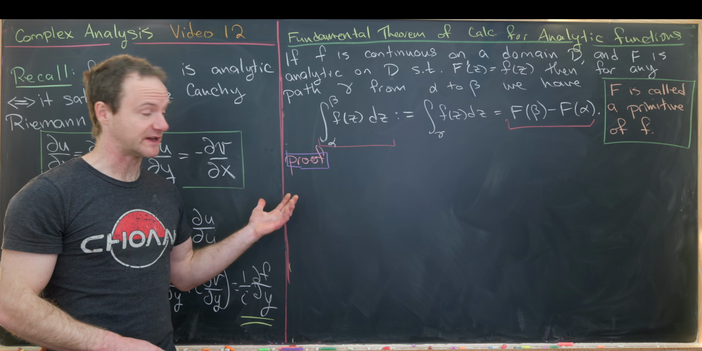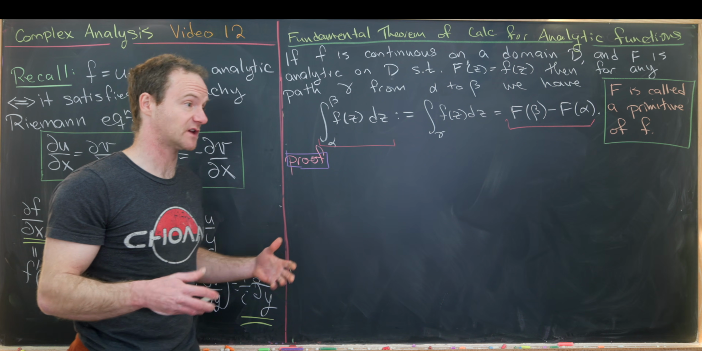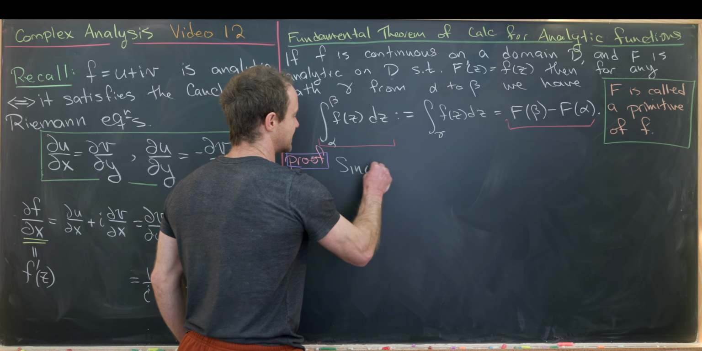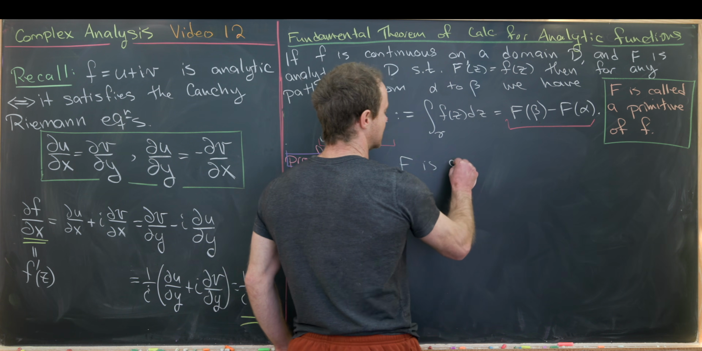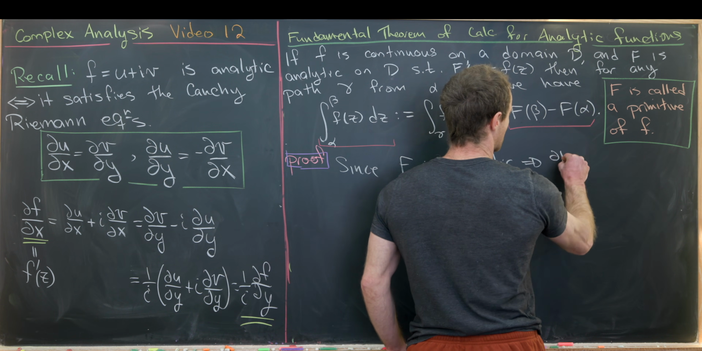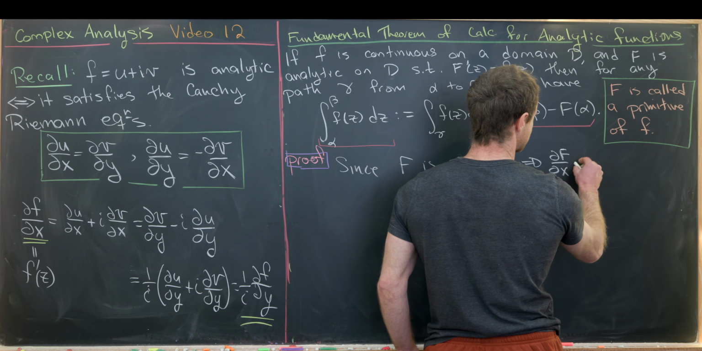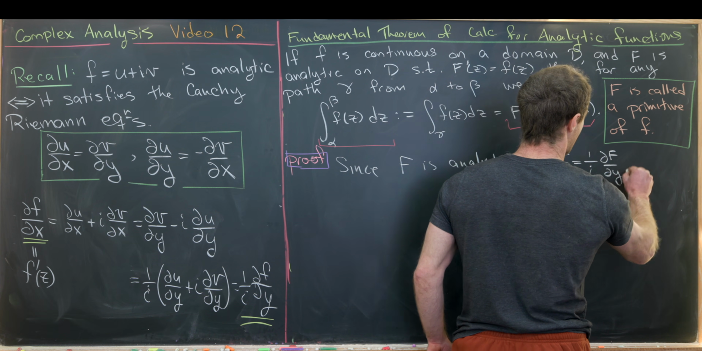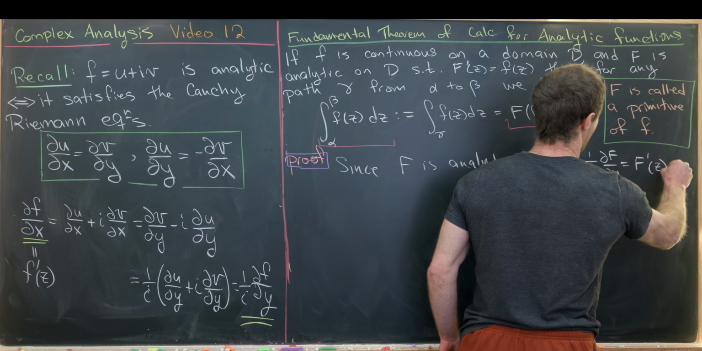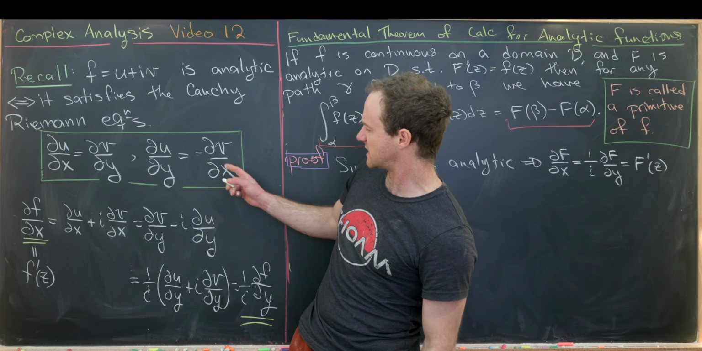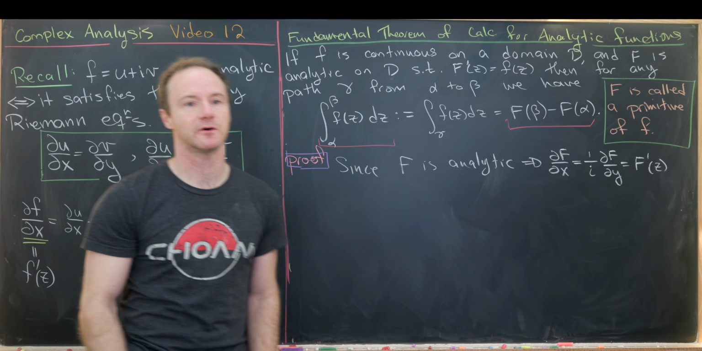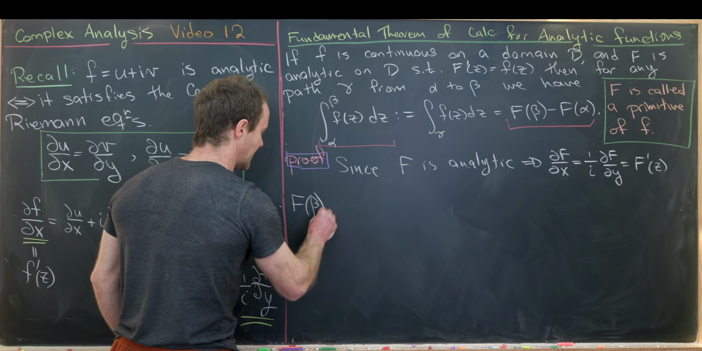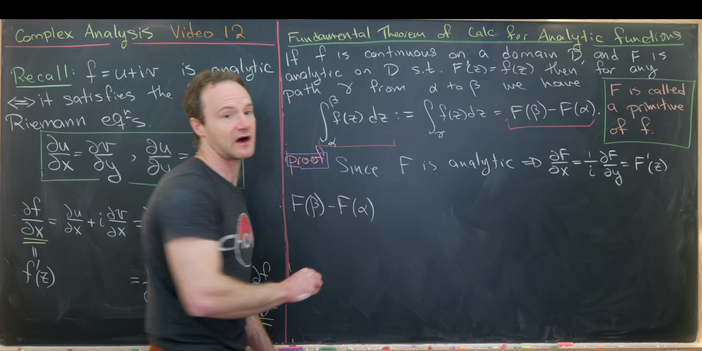And it's actually going to go pretty easily because we're going to use some results from multivariable calculus. So since capital F is analytic, that tells us that the partial of F with respect to x is equal to 1 over i times the partial of F with respect to y, which is equal to F prime of z. Again, that's something that we did at the very beginning of this video. So now we can start with the right-hand side. This is going to be F of beta minus F of alpha.